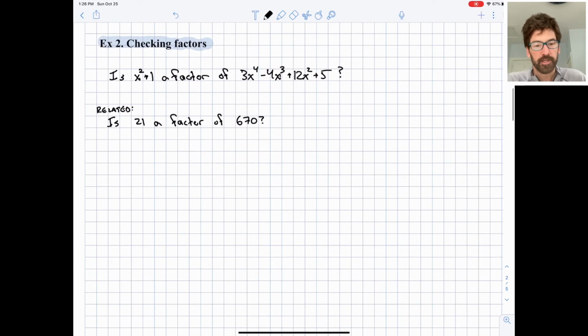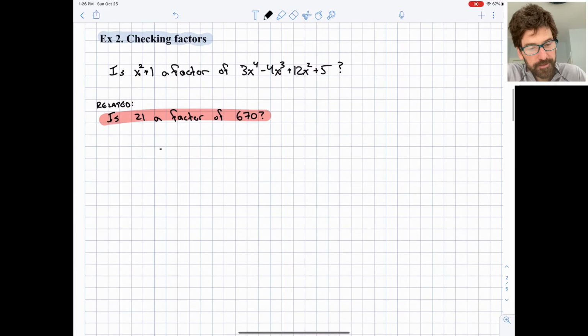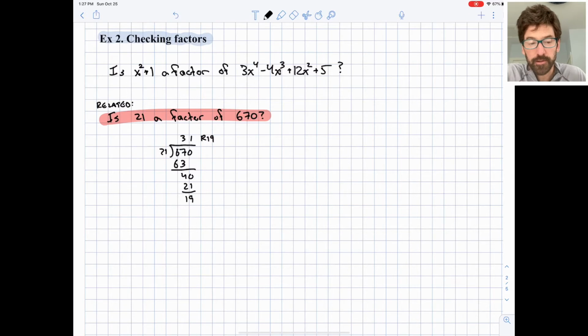So you can check some things as well. In a related way, you can simply check to see if something's a factor by whether or not the remainder is 0. So think about, is 21 a factor of 670? Well, let's quickly do some division. How many times does 21 go into 670? It goes into 67 3 times. How many times does 21 go into 40? Once. And we have a remainder of 19. So since we do have a remainder, no, 21 is not a factor of 670.